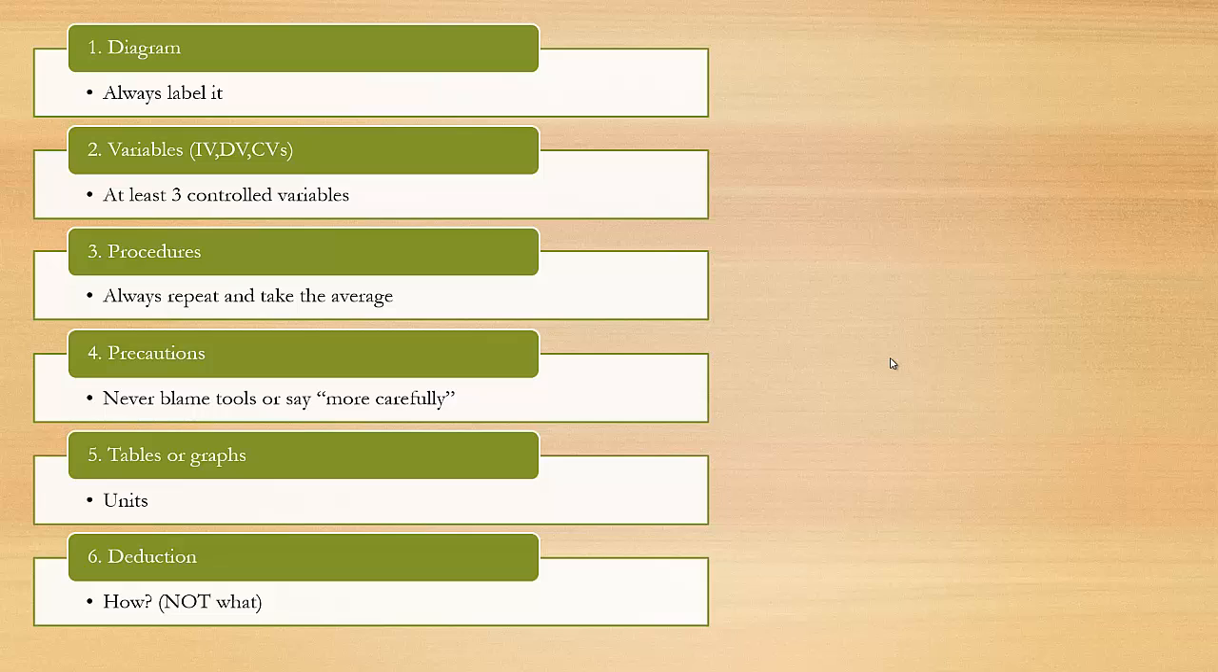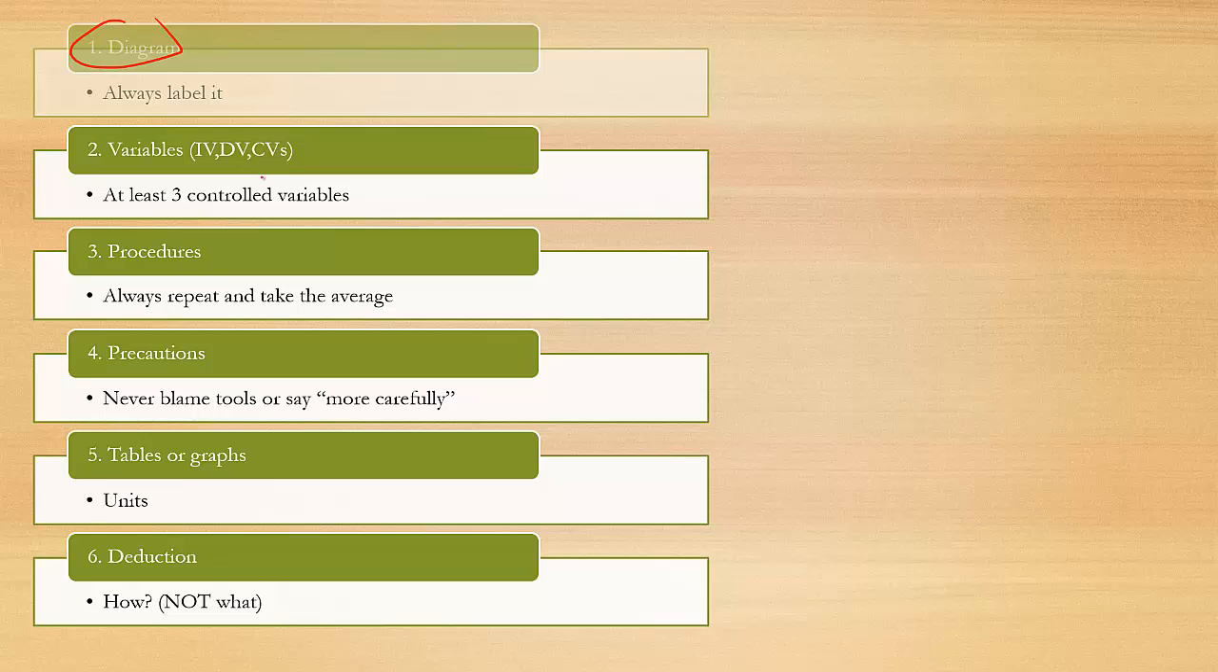Before we talk about any example, I would want to talk about the usual format for this kind of question. So basically, I would say there are 6 aspects. The first one is, although the question always says it is not mandatory, I would strongly recommend you to draw the diagram, and you should always label it.